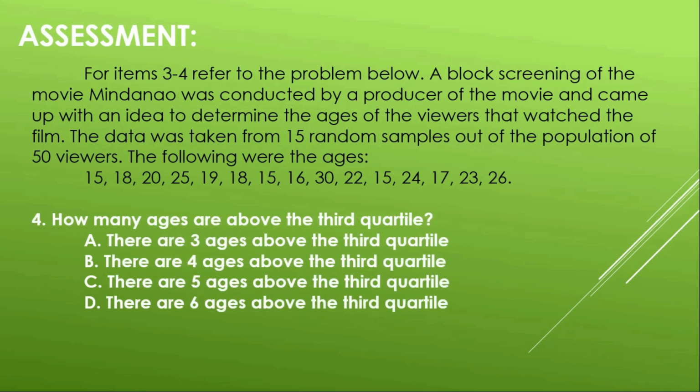Question number 4. How many ages are above the third quartile? Letter A. There are 3 ages above the third quartile. Letter B. There are 4 ages above the third quartile. Letter C. There are 5 ages above the third quartile. And letter D. There are 6 ages above the third quartile.